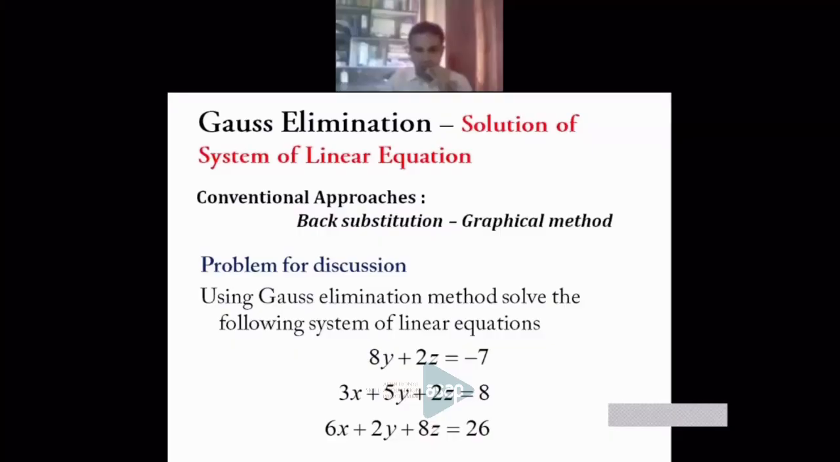So you see 3 equations on the board. 8y plus 2z equals -7. 3x plus 5y plus 3z equals 8. 6x plus 2y plus 8z equals 26. These are the 3 equations. Now we need to obtain the values of x, y, and z which will satisfy these 3 equations. So keep this in mind.